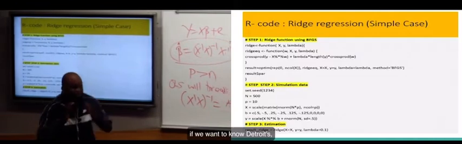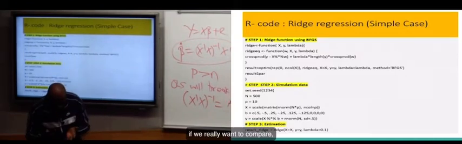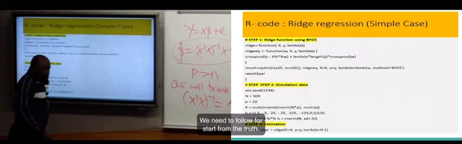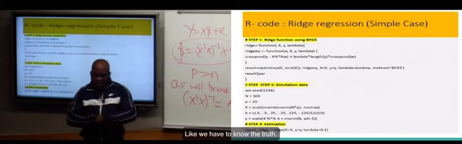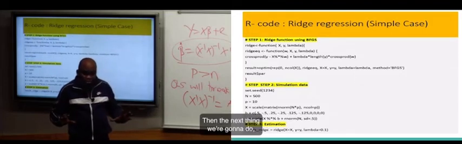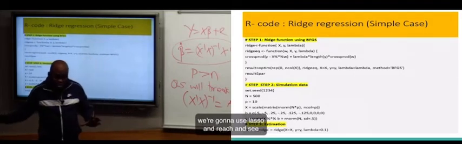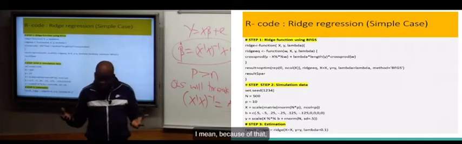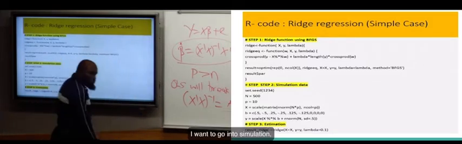Now I added this today. If we really want to compare Ridge and Lasso, you know what we need to do? We need to first start from the truth. We have to know the truth. When we know the truth, the next thing is to use Lasso and Ridge and see whether any of them will predict the truth. You get what I mean? Because of that, I want to go into simulation.